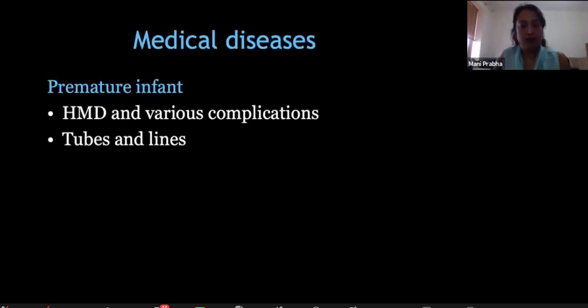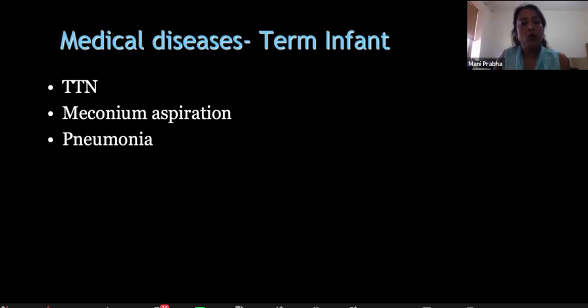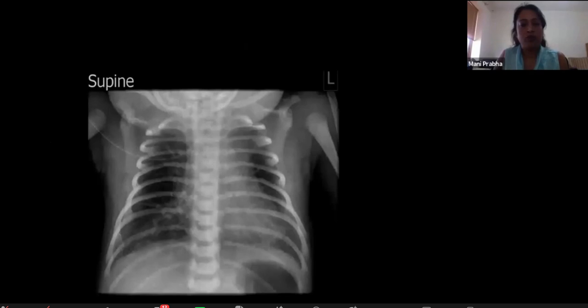So far I've covered medical diseases in preterm infants, hyaline membrane disease and its various complications, and tubes and lines. I'm moving on to medical diseases in term infants now, which are TTN or transient tachypnea of newborn, meconium aspiration, and various pneumonias. So first case for you, candidate 2, you are still there?